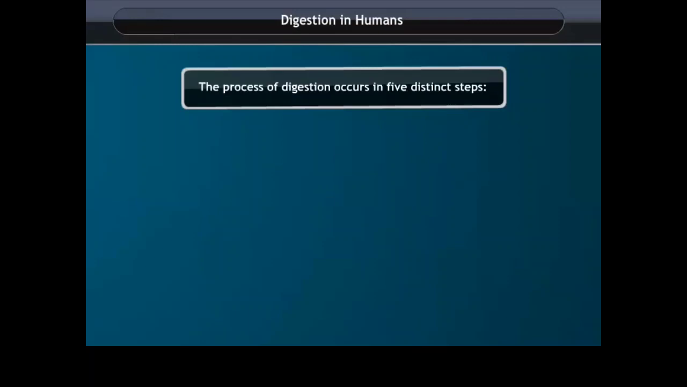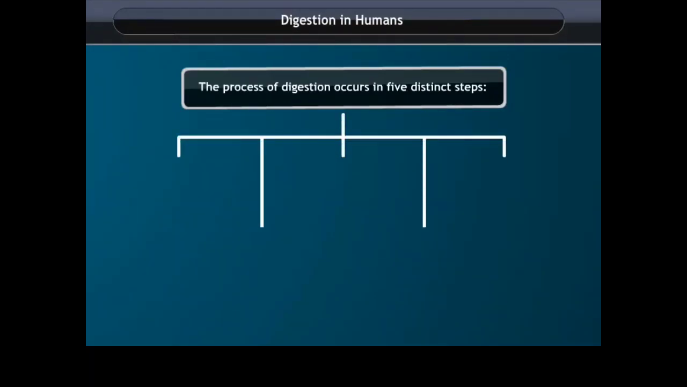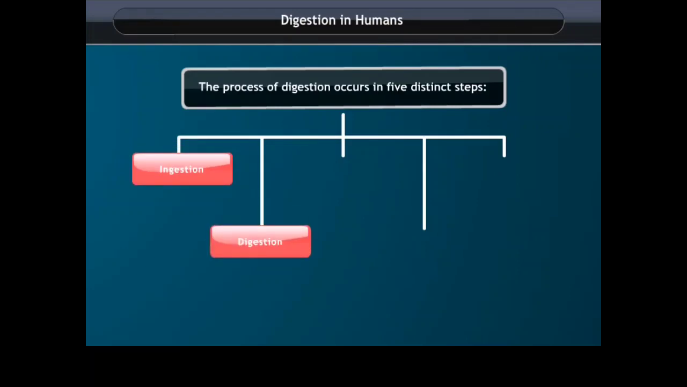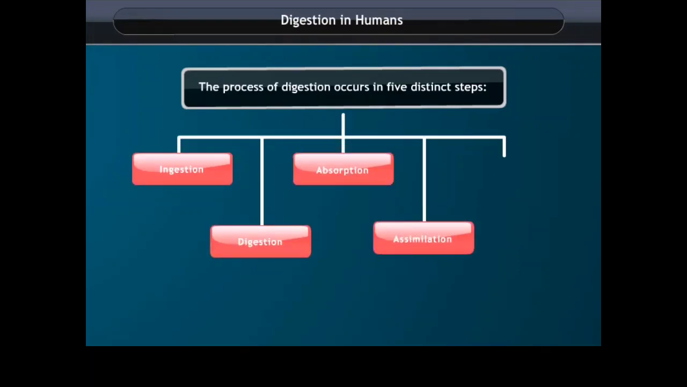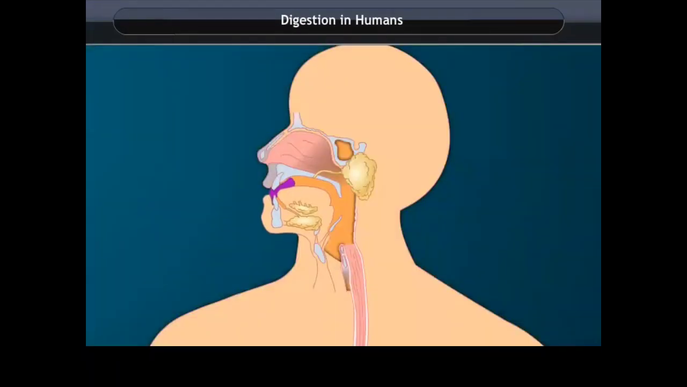Digestion in humans. The process of digestion occurs in 5 distinct steps: ingestion, digestion, absorption, assimilation, and egestion. Ingestion. The process of intake of food through the buccal cavity is known as ingestion. In the digestive system, food first enters into the buccal cavity. The buccal cavity consists of teeth, the tongue, and the salivary glands.